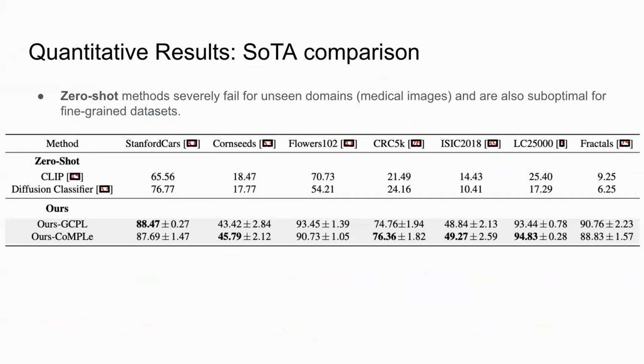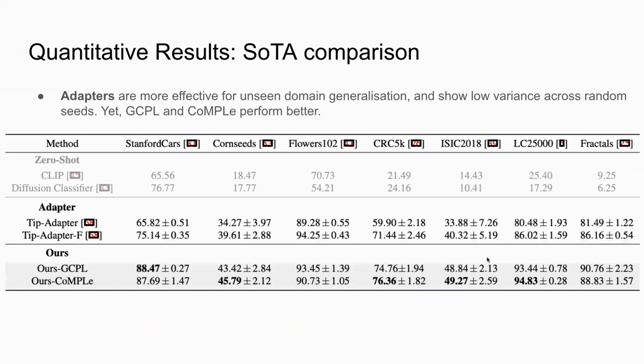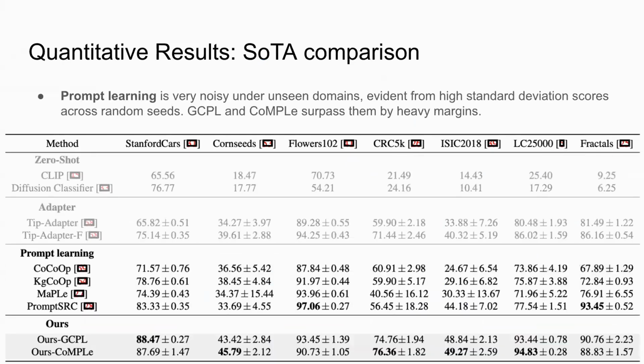Coming to the quantitative results, first we see that the zero-shot methods severely fail for unseen domains like medical images, while adapters are more effective for unseen domains, and they show low variance across random seeds. GCPL and COMPL still perform better than them. And coming to prompt learning methods, we see they are very noisy under unseen domains, evident from the high variance scores across random seeds, and GCPL and COMPL surpass them by pretty heavy margins.